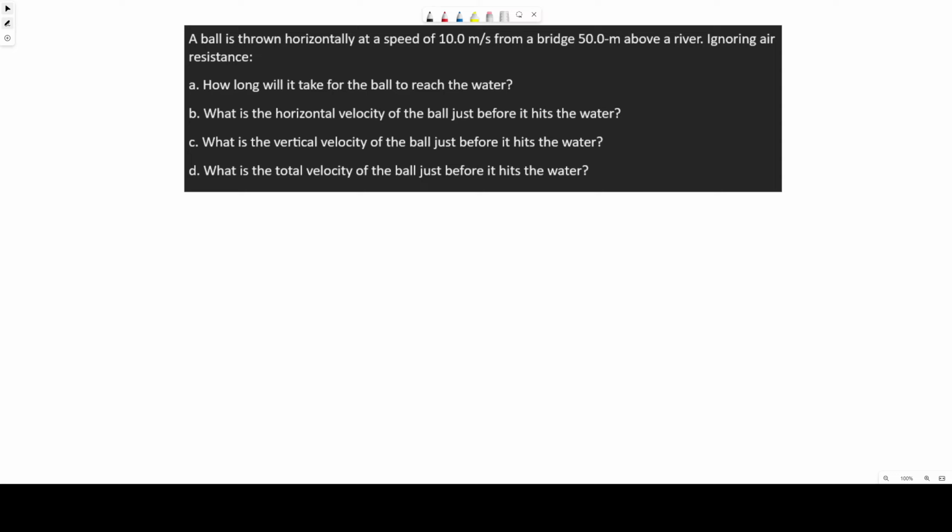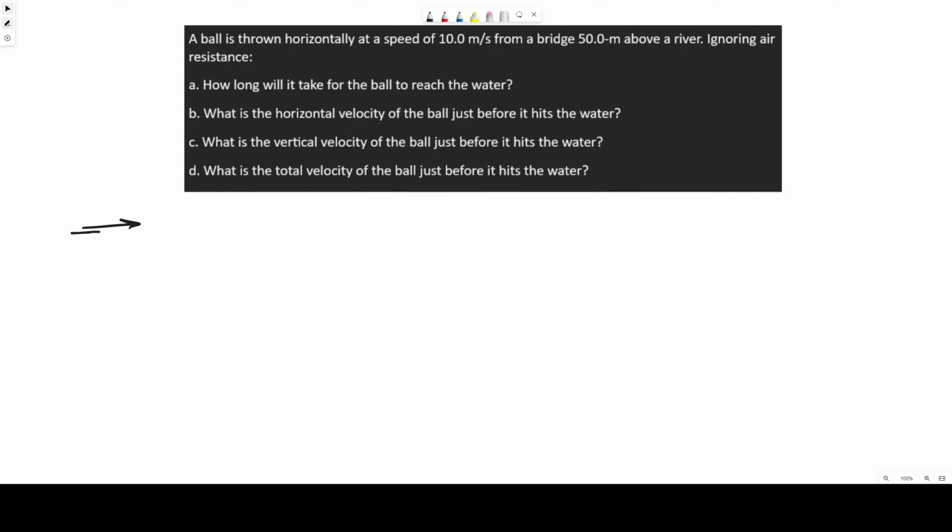So we have a question here, which is: a ball is thrown horizontally at a speed of 10 meters per second from a bridge 50 meters above a river. Ignoring air resistance, we have to find the following. Okay, so first of all, let's picture a diagram. That's what I feel like is the best thing. So it says it was thrown from a bridge. So let's just say this is the bridge, and it was thrown horizontally.